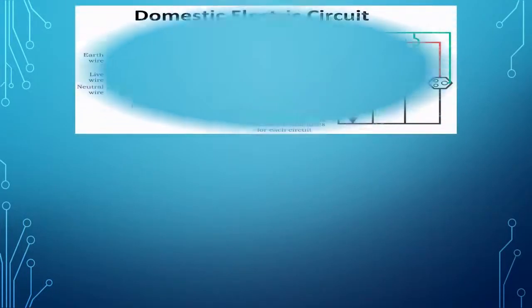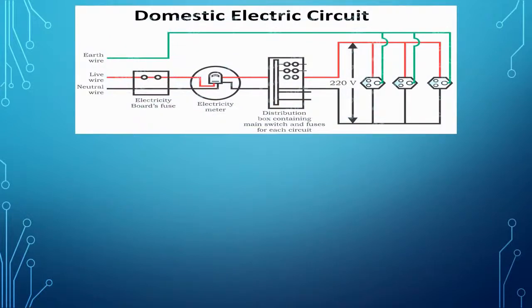Here in the picture, you can see a domestic electric circuit. In this circuit, the red color live wire and the black colored neutral wire, both these wires are connected to the electric meter through a fuse. Through a main switch, they are connected to all the conducting wires inside the home so as to provide electricity to every room.